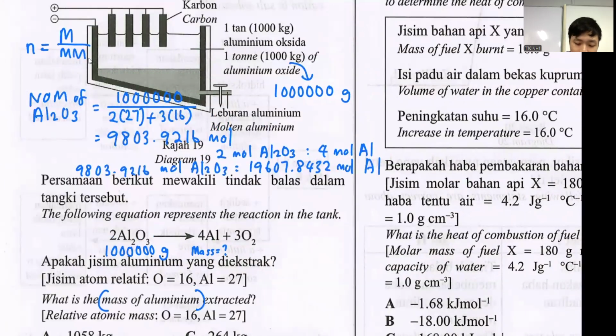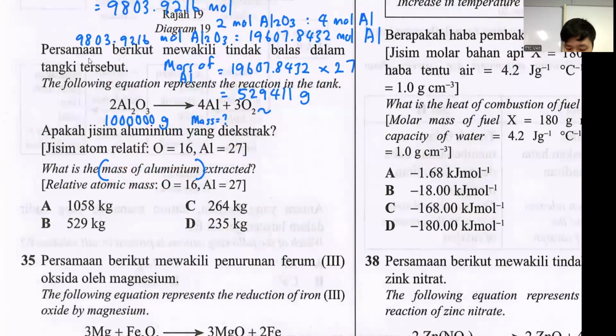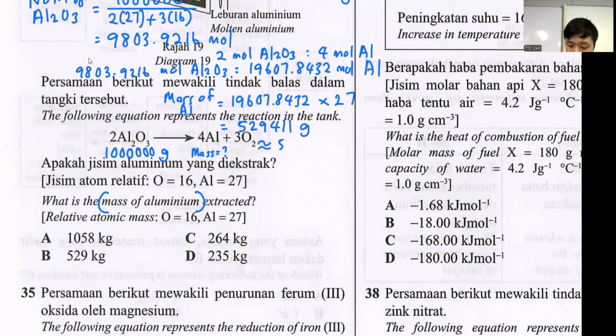How do you find the mass? Number of mole multiplied by the molar mass. Molar mass of aluminum is 27. So you use 19607.8432 multiplied by 27, and you will get 529411 gram. The answer is in kg, is it? So you can round off to 529 kg. So the answer is B.